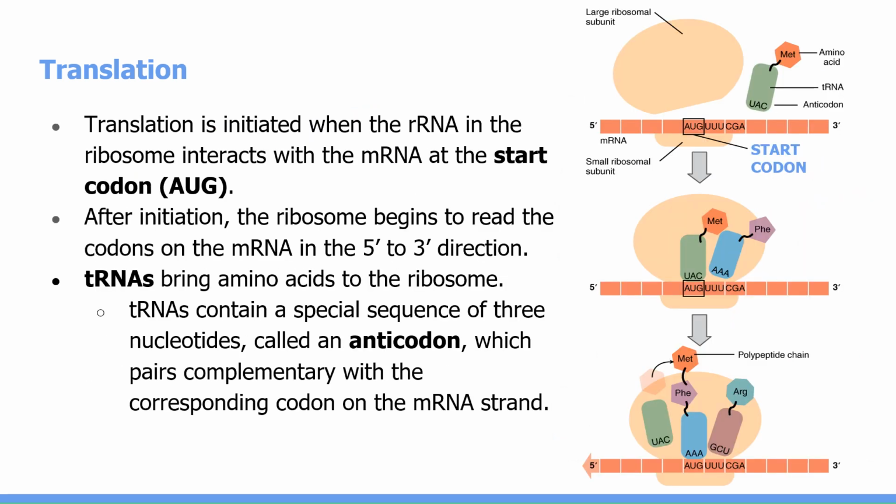So we see the initiation process here. Translation starts when our RNA in the ribosome interacts with the mRNA at the start codon. So this mRNA is attached to the small subunit, reads it until it gets to the AUG. Then we have the large subunit binding to it. And the second codon is being read.